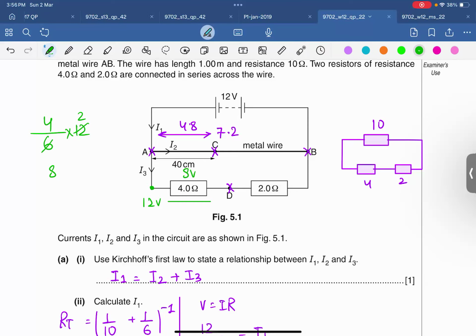Okay, so what will you get at D? Out of 12 volt, what will you get at D? 4, very good, because 8 volt is consumed by the 4 ohm resistor, right? So there will be 4 left, and when you work out for this point, 4 will be consumed by 2 and there will be 0 at this point. क्या ये बात क्लियर हुई?